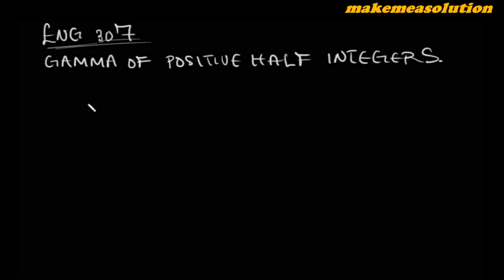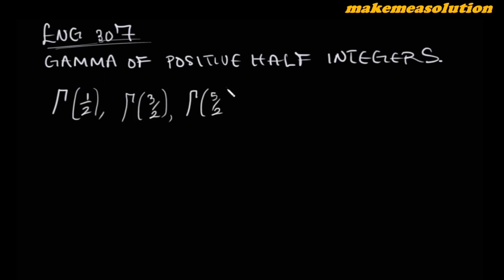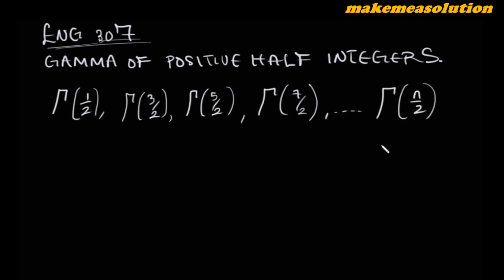We are going to be learning about gamma of positive half integers. And what do I mean by that? So gamma of 1 over 2, gamma of 3 over 2, gamma of 5 over 2, gamma of 7 over 2. So generally gamma of n over 2, for all values of n belonging to the odd number series 1, 3, 5, 7, and so on and so forth. So we're going to try to evaluate a general expression for gamma of n over 2.